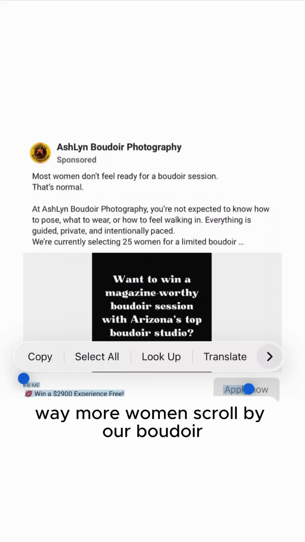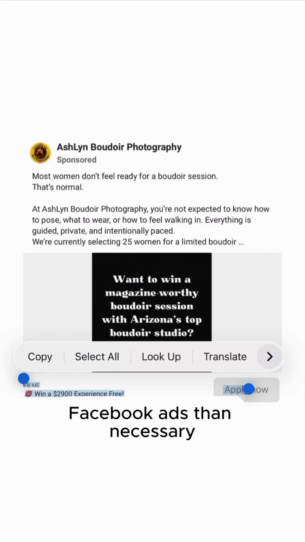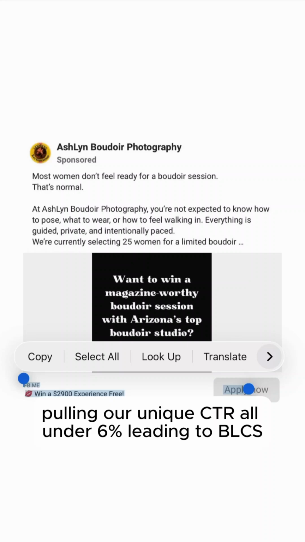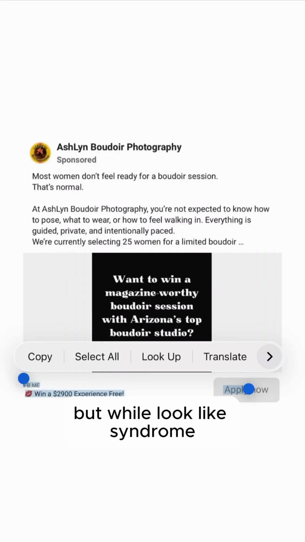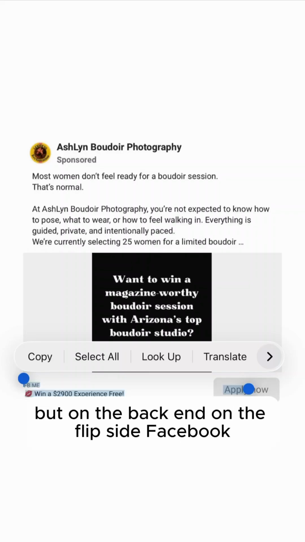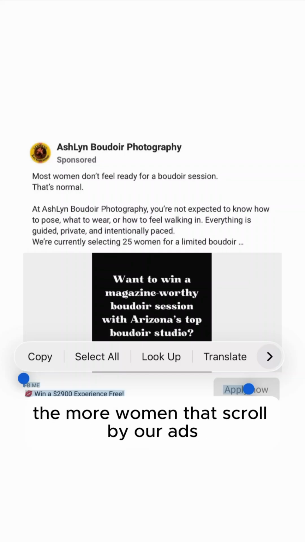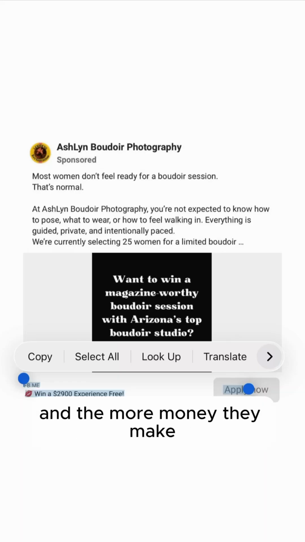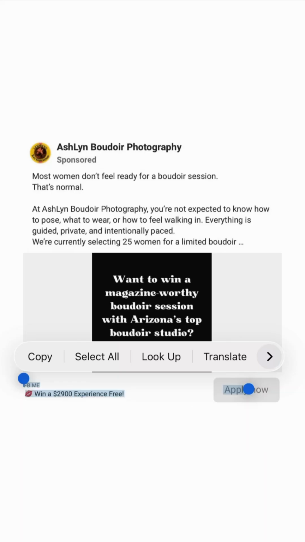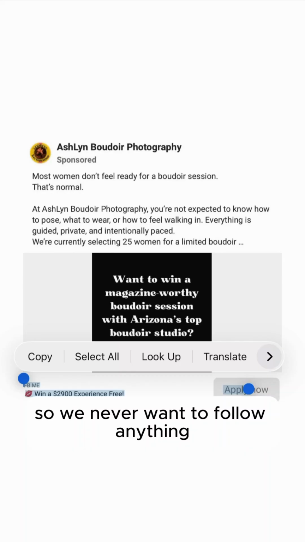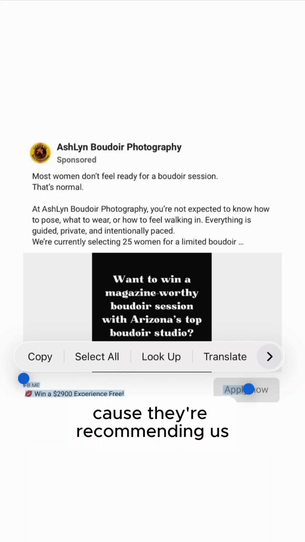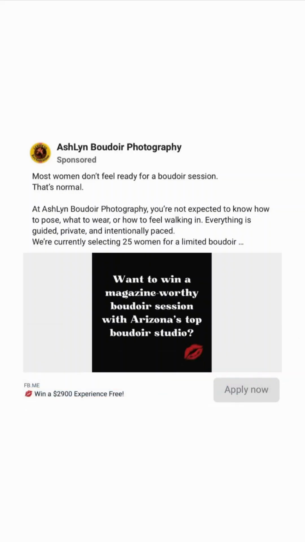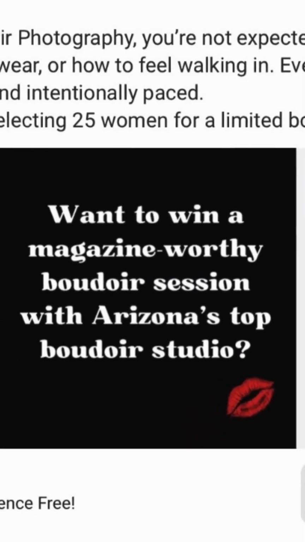Consequence of this is way more women scroll by our Boudoir Facebook ads than necessary, pulling our unique CTRL under 6%, leading to BLCS, Boudoir low click syndrome. But on the flip side, Facebook, the more women that scroll by our ads without interacting, the more ads they can serve per unit time and the more money they make. So we never want to follow anything Facebook recommends us to do, because they're recommending it because it's best for Facebook.